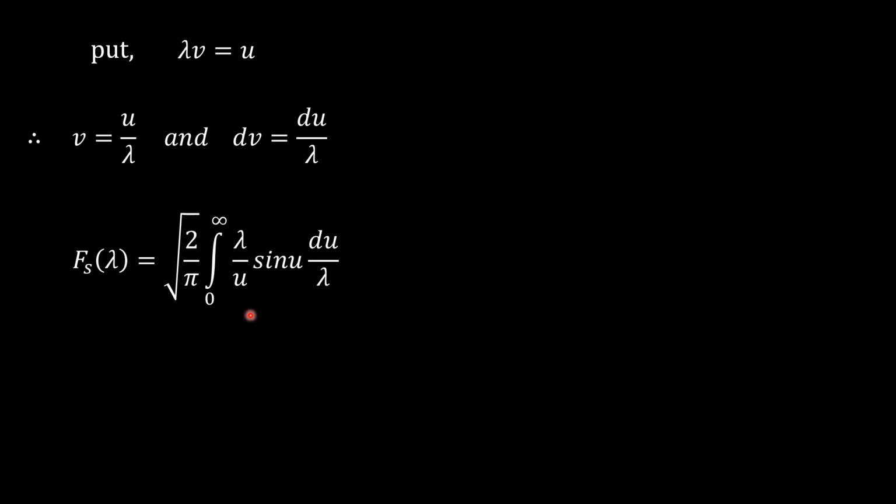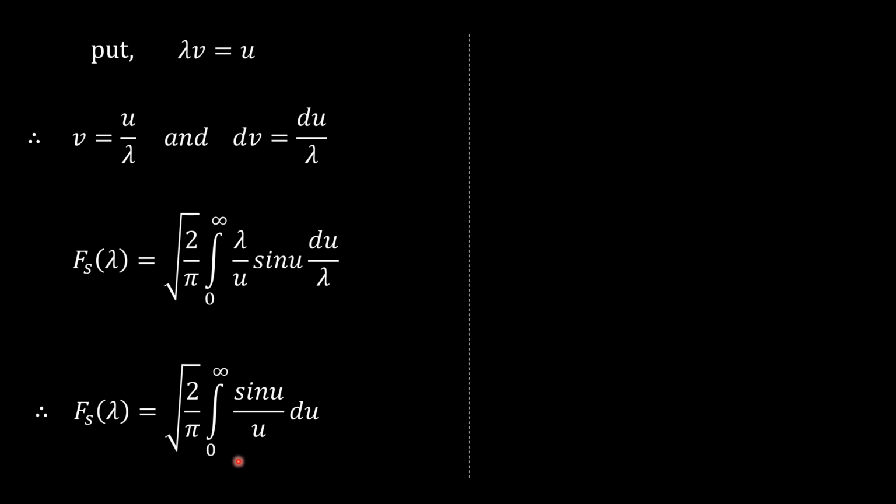Now we have replaced the value. So lambda upon u into sine u, and dv is replaced by du upon lambda. This lambda will get cancelled and we are left with Fs lambda is equal to root 2 upon pi integration from 0 to infinity sine u upon u du.